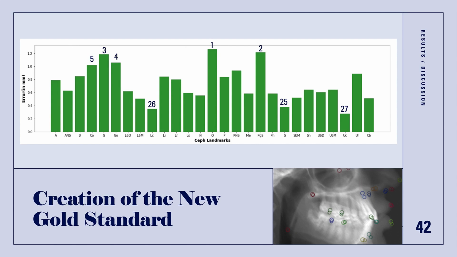You can see here, the landmark with the lowest inter-expert variability was the crown tip of the upper incisor at 0.28 millimeters, followed by the crown tip of the lower incisor and sella.